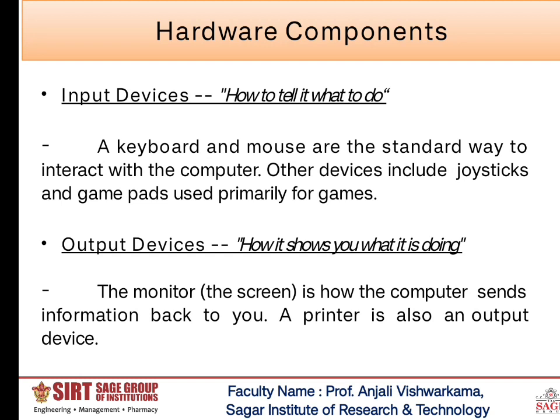Now let me describe the hardware components again. Those parts of the computer that we can touch are called hardware components, and input devices and output devices are hardware. Through input devices we give the input, and after giving the input we can get the output. There are different types of input devices like keyboard, mouse, light pen, and joystick. These are some examples by which we can give input.